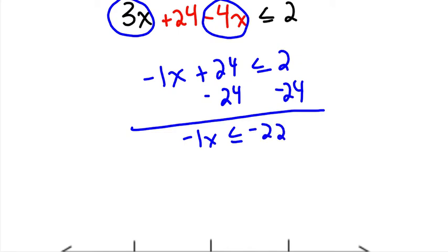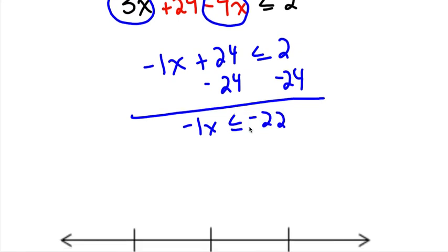All right, I'm going to pause here for a second because a lot of people, when they see this, are like, wait, you're supposed to switch the sign. Well, that's only when you multiply or divide, okay? We just subtracted a 24. We don't flip the sign there. The only time we flip the sign here is in this last step when we're dividing by a negative number. Okay, so you can see I'm dividing by a negative 1.